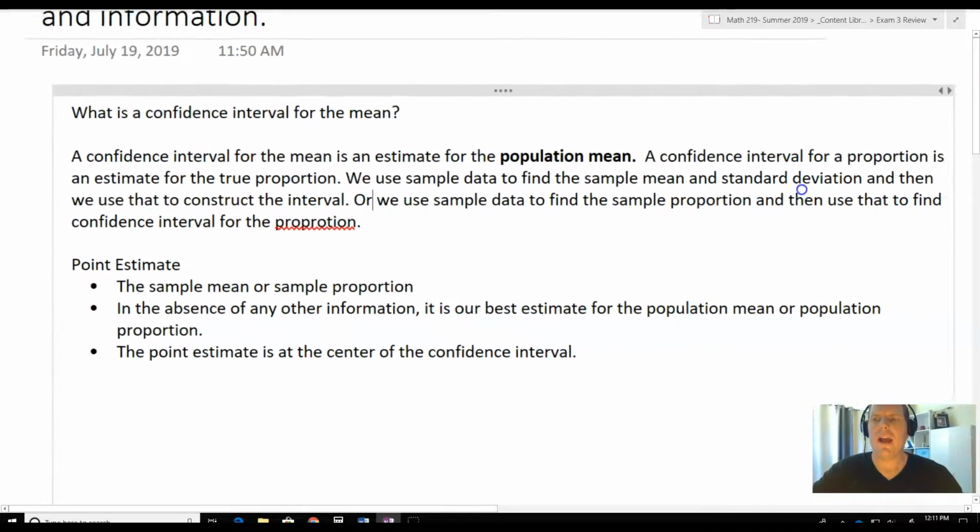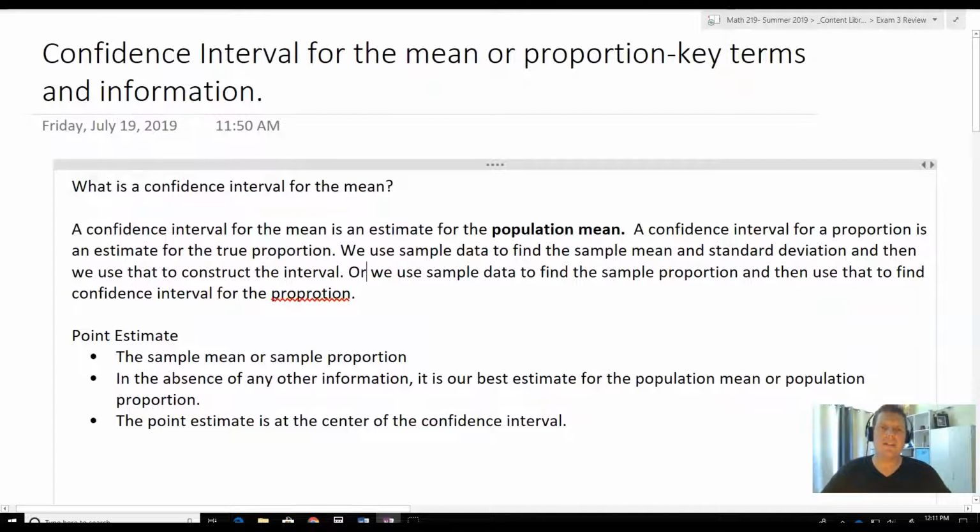So what we're going to look at now inside of this video is the confidence interval for the mean or proportion, and we're going to look at some key terms and information. So we're basically going to talk about the overall structure of a confidence interval. The big ideas for confidence intervals are the same no matter whether we're using a mean or a proportion. So let's look at first, what is the confidence interval for the mean or proportion?